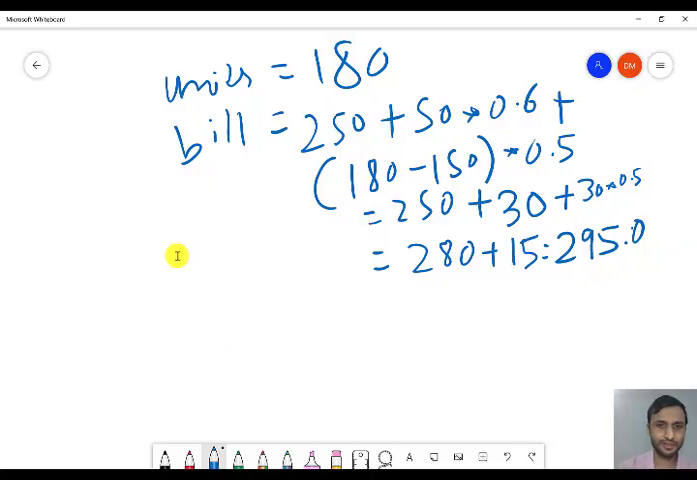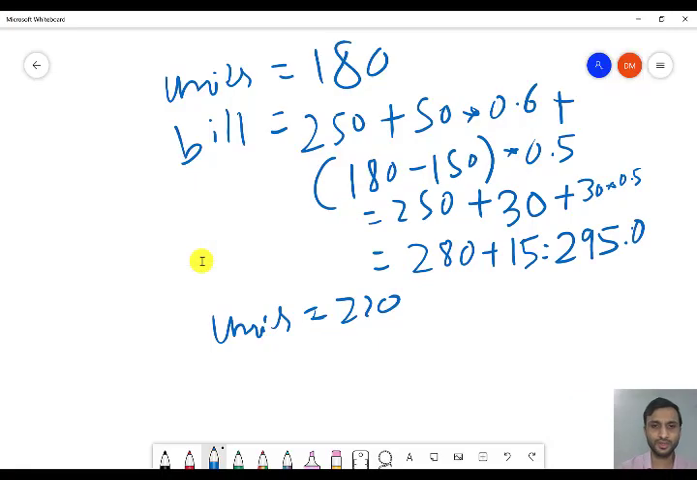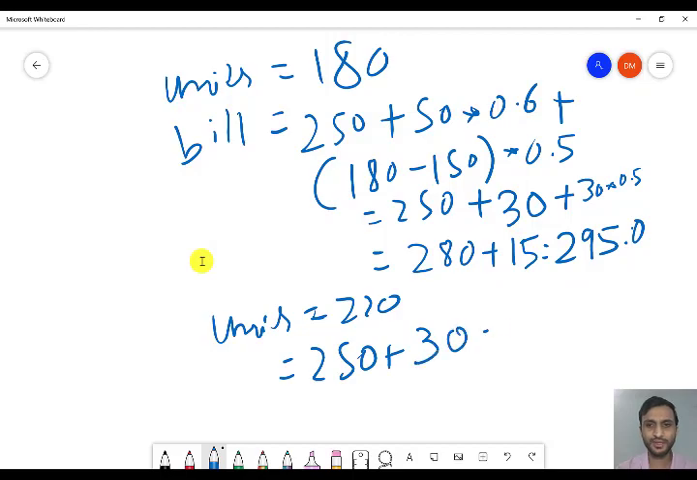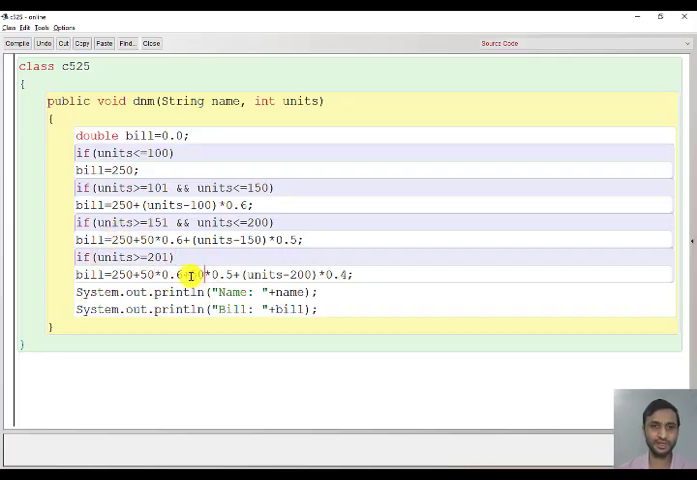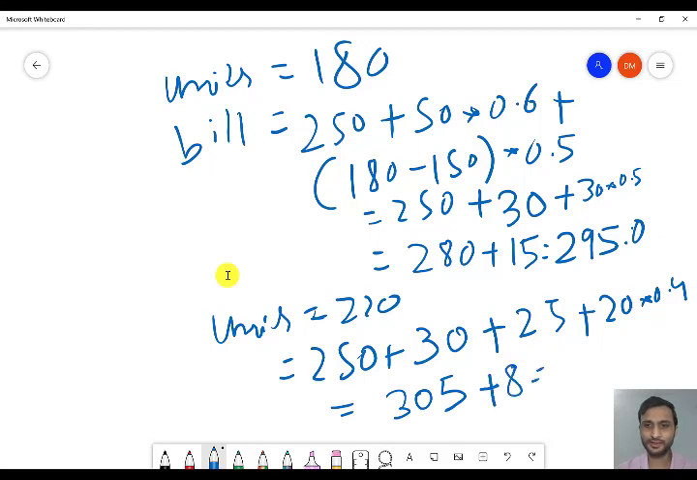Next, if units consumed is 220. 220 means this will be false, this will be false, this will be false. The last one will be true. So first 100 is 250 plus 30, 50 into 0.6, 30. 50 into 0.5 is 25 plus whatever is extra. How much extra? 20 is extra, that will be 0.4. So here we will get 305 plus 8. So it is 313.0, the final answer.